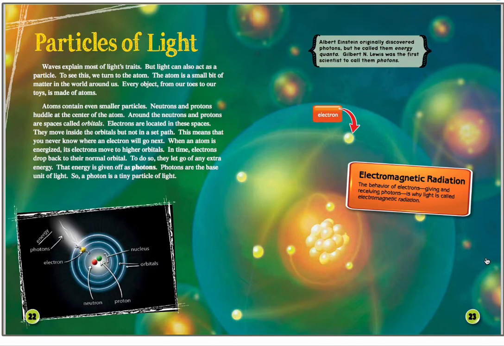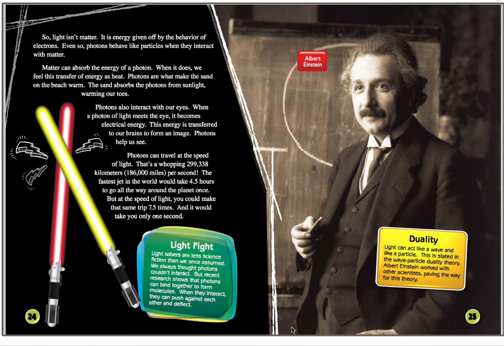Photons are the base unit of light. So a photon is a tiny particle of light. Albert Einstein originally discovered photons, but he called them energy quanta. Gilbert N. Lewis was the first scientist to call them photons. Electromagnetic radiation. The behavior of electrons giving and receiving photons is why light is called electromagnetic radiation. So light isn't matter. It is energy given off by the behavior of electrons.